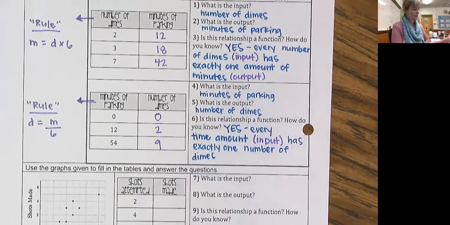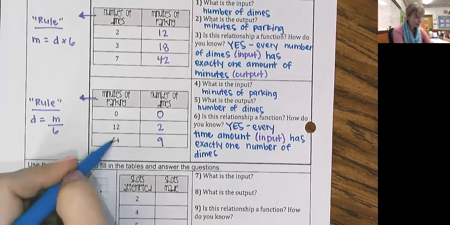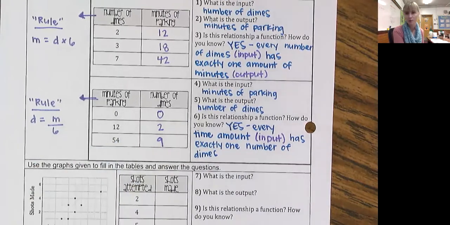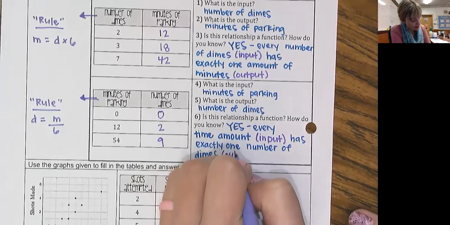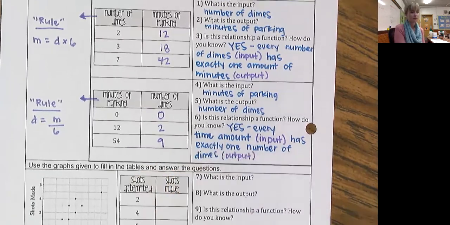And this would be a scenario like you're standing in front of it and you're like, I know I need to park here for 54 minutes. How many dimes do I need? You know the answer to that. You know I need 9 dimes. That means your input of 54 minutes has exactly one output of 9 dimes. So every time amount or input has exactly one number of dimes or output. So in this scenario, when we switched them around, that every input has one output, that was still true.